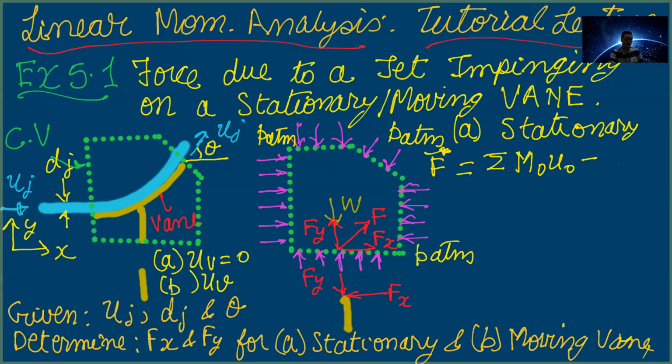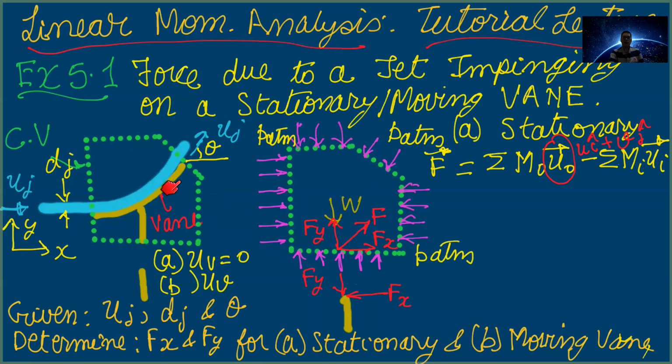So let's take the first case, the stationary vane. Here we are assuming that the flow is stationary. Out of the various external forces, the net pressure force is 0 because the same pressure force is acting all over the control volume. In this problem you are not given any data about the weight, so we are neglecting the weight of the water as well as the weight of the vane inside this control volume. So the external forces are only the reaction forces, Fx and Fy.